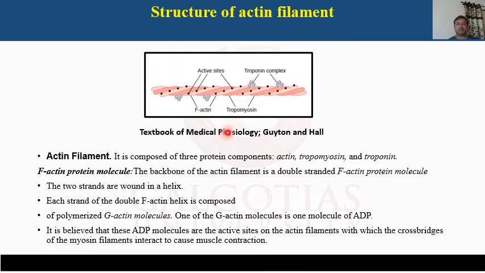If we see the figure, the F-actin is present in light pink color. This is one chain of the F-actin and this is the second chain of the F-actin. On the F-actin the G-actin molecules are present, and each G-actin molecule is bound to ADP. These form the active sites of the actin filament.